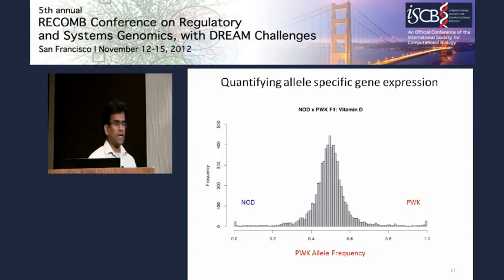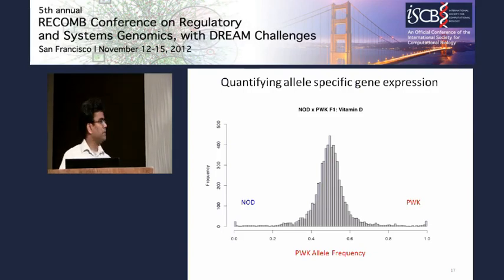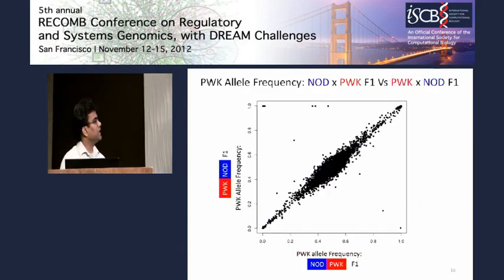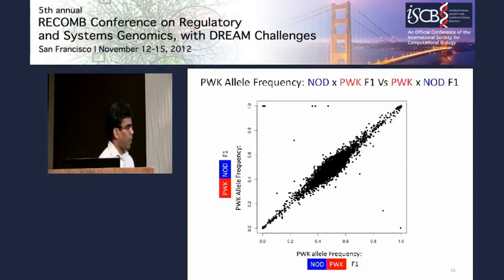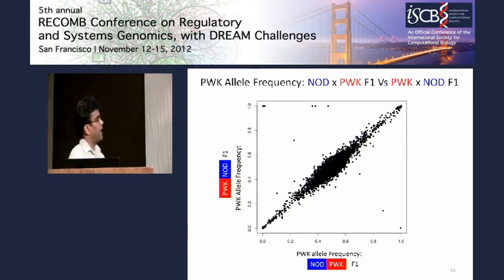But since we're interested in identifying whether the allele specific expression is due to a local genetic effect or a parent of origin effect, for that we can compare the allele frequency from one direction of cross. That's what I have here on the x-axis, NOD PWK F1 allele frequency, and then compare it with the other direction of cross here. That's what I have here, PWK NOD F1 allele frequency.